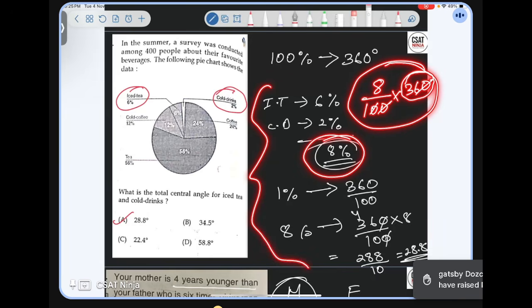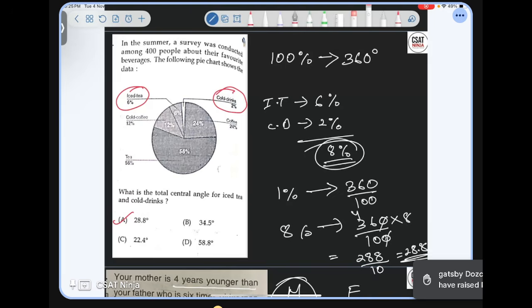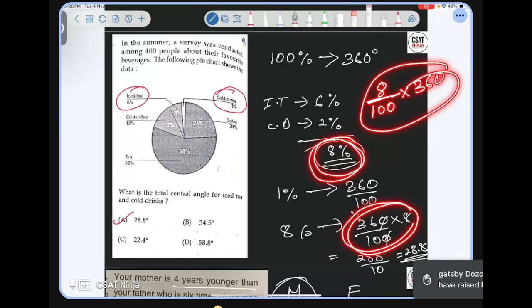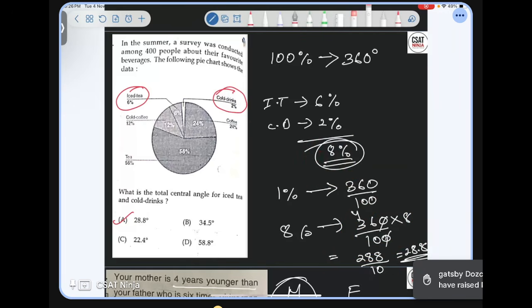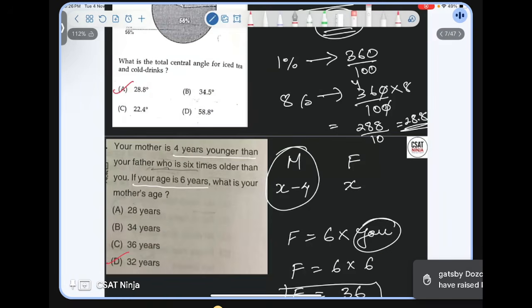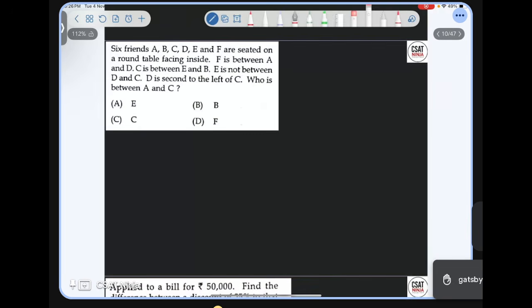I'm using this just for understanding. If you are good with this, you can do it like this. The total percentage you need is 8, out of the total percentage of 100%, into the total angle, which is 360. That is exactly the same as this one. If you solve this, you'll get this one. So let's go to the next.